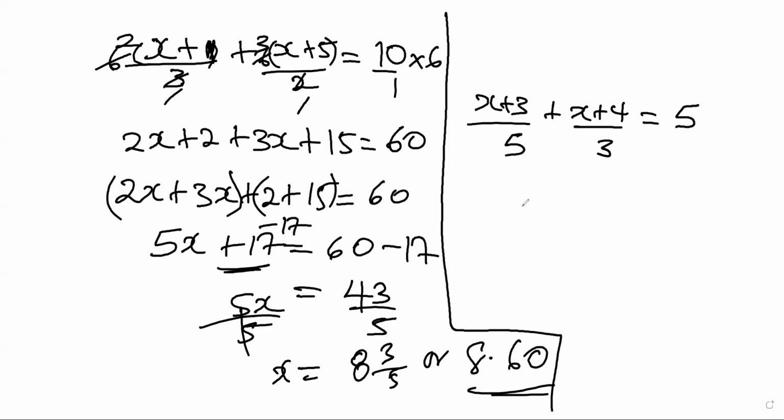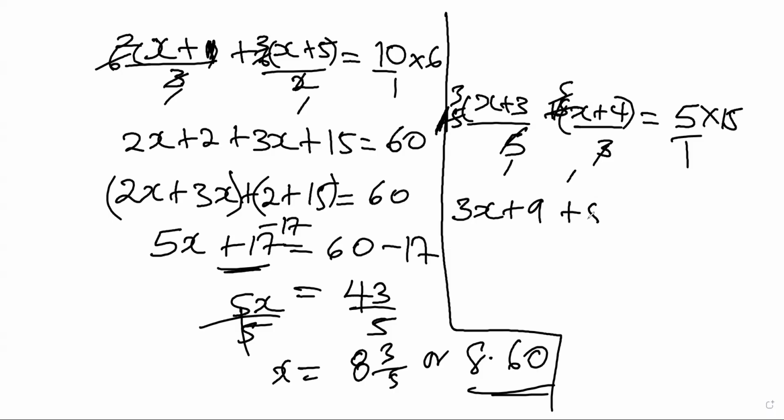Alright, so we find our LCM should be 15, right? So we multiply through by 15. 3 into this 1, 3 into this 5, 5 into this 1, 5 into 15, 3. 3 times x, 3x, 3 9s are 9. 5 times x, 5x, and 5 4s are 20. 5 times 15, 5 5s are 25, and 5 that's 75, right?